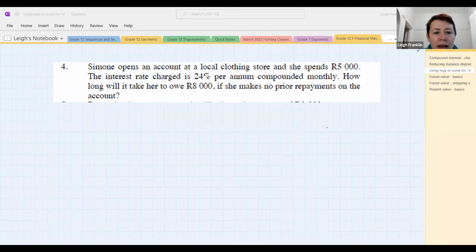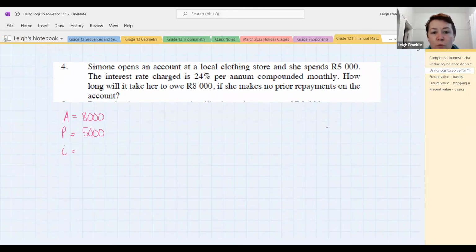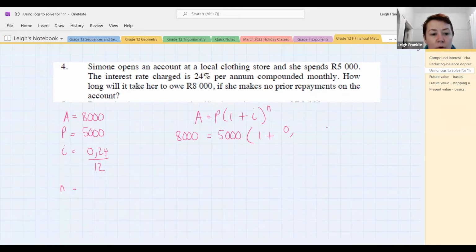Again, our A value in this case is going to be 8,000. Our P value is going to be 5,000. Our interest rate is 24% per annum compounded monthly, so that's 0,24 divided by 12. Because they're asking us to calculate n, we need to use logs. So we're going to write A equals P(1 plus i) to the power of n. A is 8,000. P is 5,000. 1 plus 0,24 over 12. Remember, what we divide i by, we have to multiply n by. So you've got to remember to write 12n up here. Did you remember to do that, Matrix?